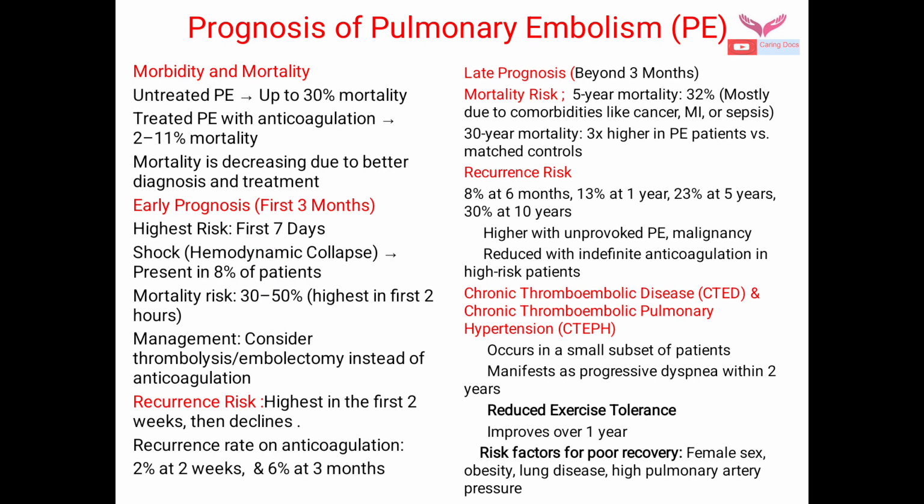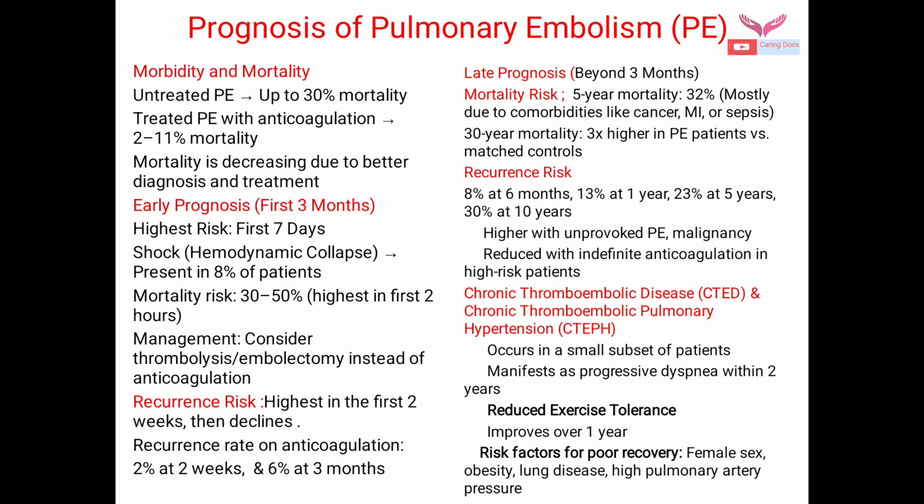The prognosis of pulmonary embolism, morbidity, and mortality. If pulmonary embolism is untreated, 30% mortality is seen. If treated with anticoagulation, the mortality rate is 2 to 11%. Mortality decreases due to better diagnosis and treatment. Early prognosis in first 3 months depends on several factors. The highest risk is first 7 days.